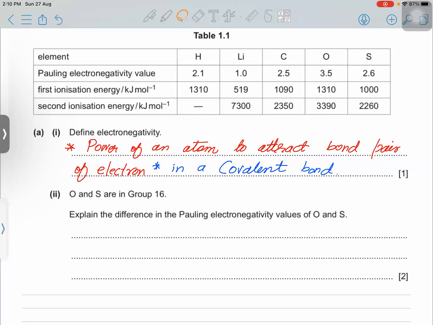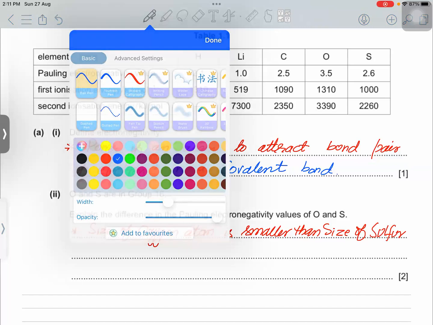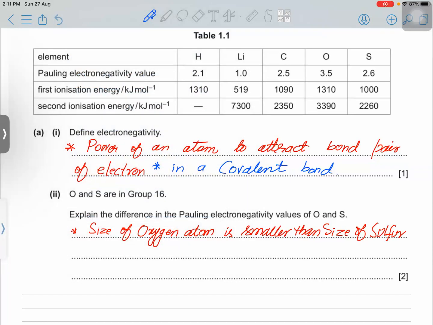So it is all about the size, right? So which one has less shell? Oxygen, sir. So size of oxygen atom is smaller than size of sulfur, right? So size of oxygen atom is smaller than size of sulfur.